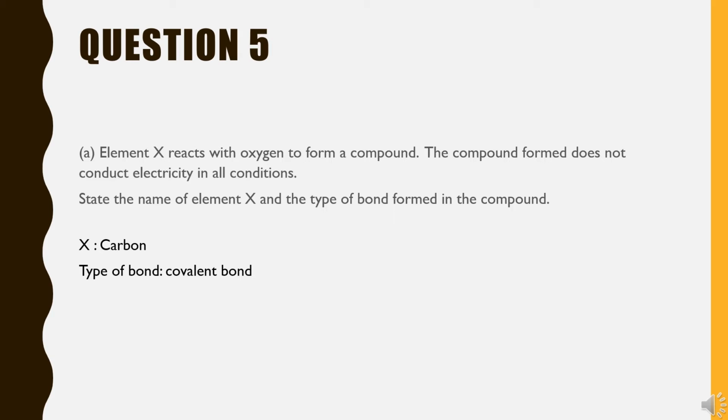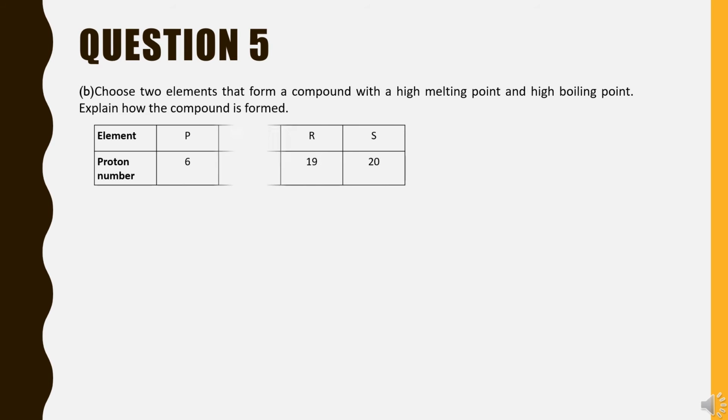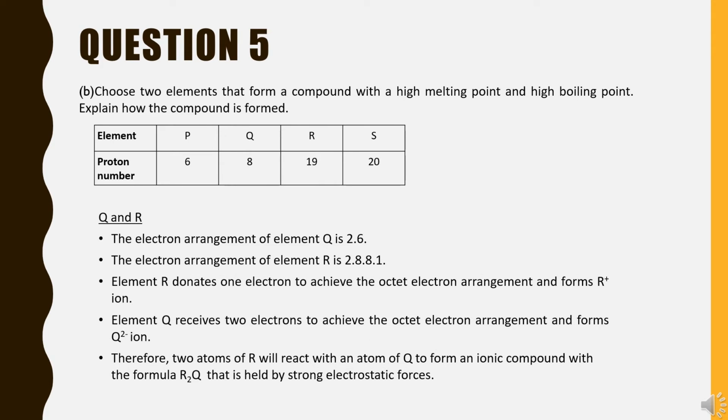For question 5a, since the compound does not conduct electricity in all conditions, it is a covalent compound. Therefore, element X is carbon and the type of bond is covalent bond. For question 5b, we have to list down the electron arrangement for all the elements. Since the compound formed has a high melting point and high boiling point, the compound is an ionic compound. There are 2 combinations that can be formed from the elements given. You can just explain one of the combinations since the question is asking for one compound.